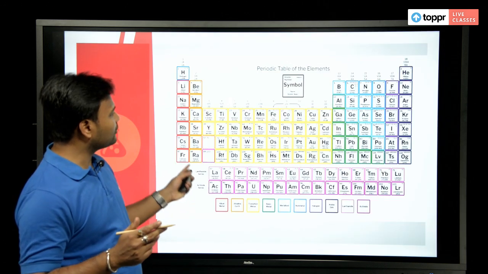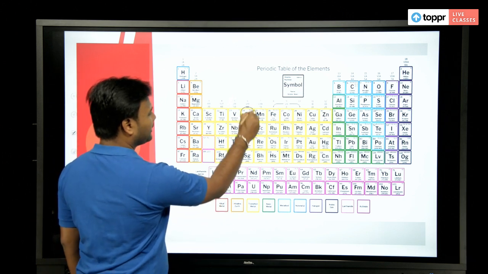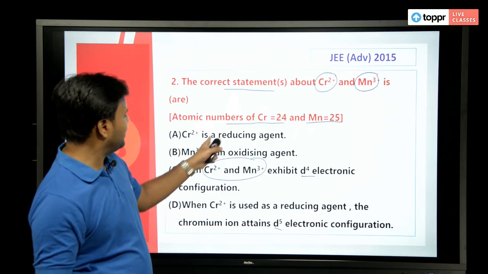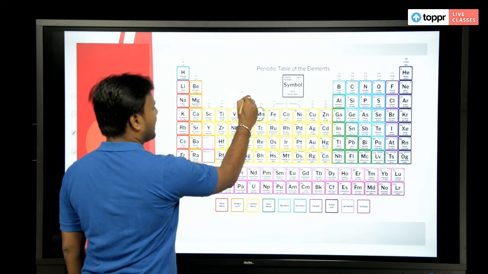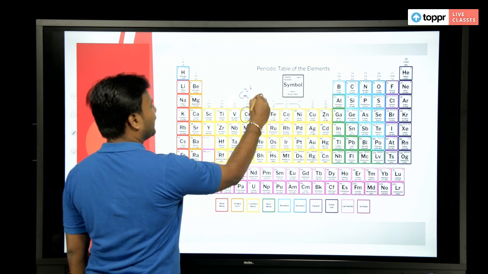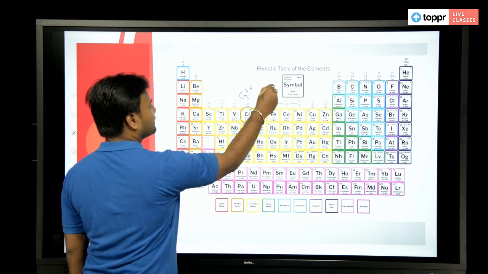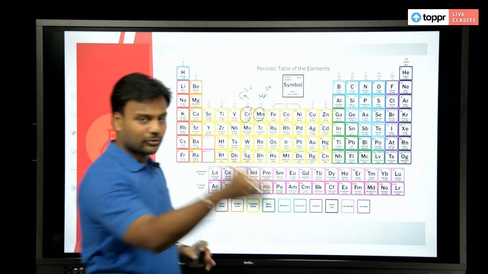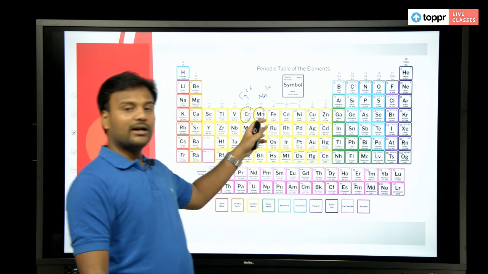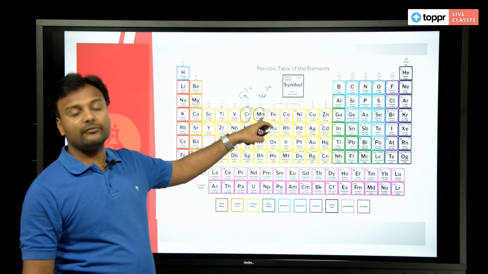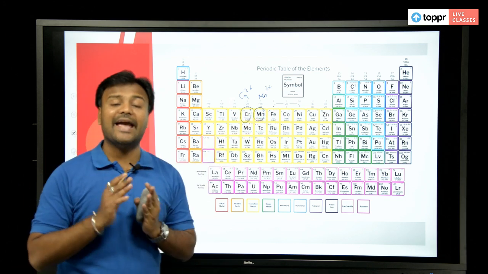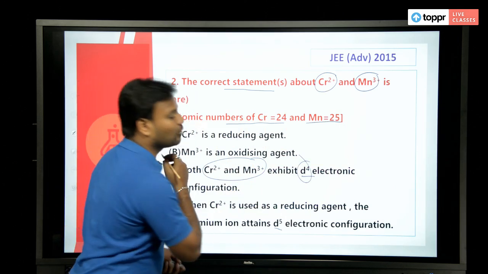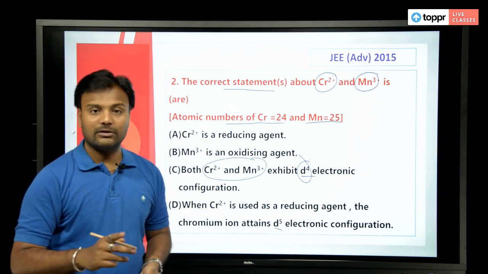Where is chromium and manganese located? I have my chromium here, manganese here. They are saying Cr2+ and Mn3+. Yeah, this can be Cr2+ or Mn3+, which can attain the same sort of configuration. Of course, 4s2 is gone in both the cases, and one more electron from d leads to the same configuration. But we need to check whether they have d4 electronic configuration or not. That is what we need to see.